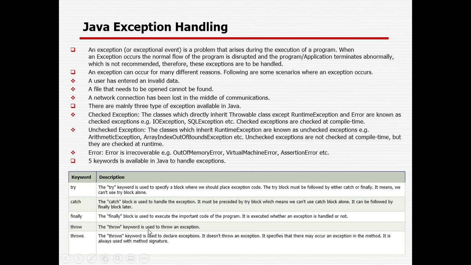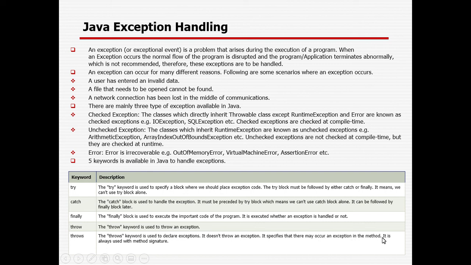Whereas the throw keyword is used to throw an exception. If you want to create a generic exception, like creating a new exception name, you can use it with the help of the throw keyword. Whereas the throws keyword is used to declare an exception. It does not throw an exception. It specifies that there may occur an exception in the method.